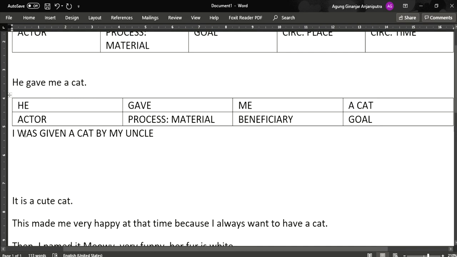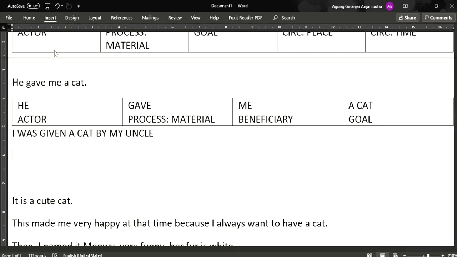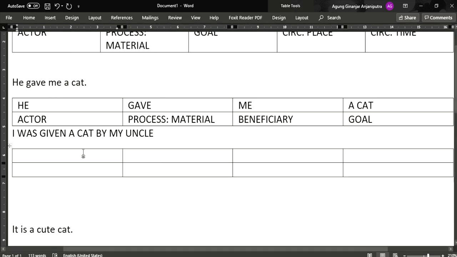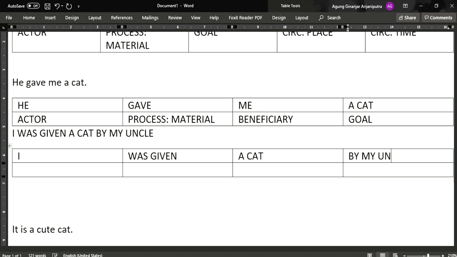So it would be like 1, 2, 3, 4. We need again 4 columns. I was given a cat by my uncle. So I here, since we look at the function, is again beneficiary, and then this one is the process, material, and then a cat. And by my uncle, it's actor.